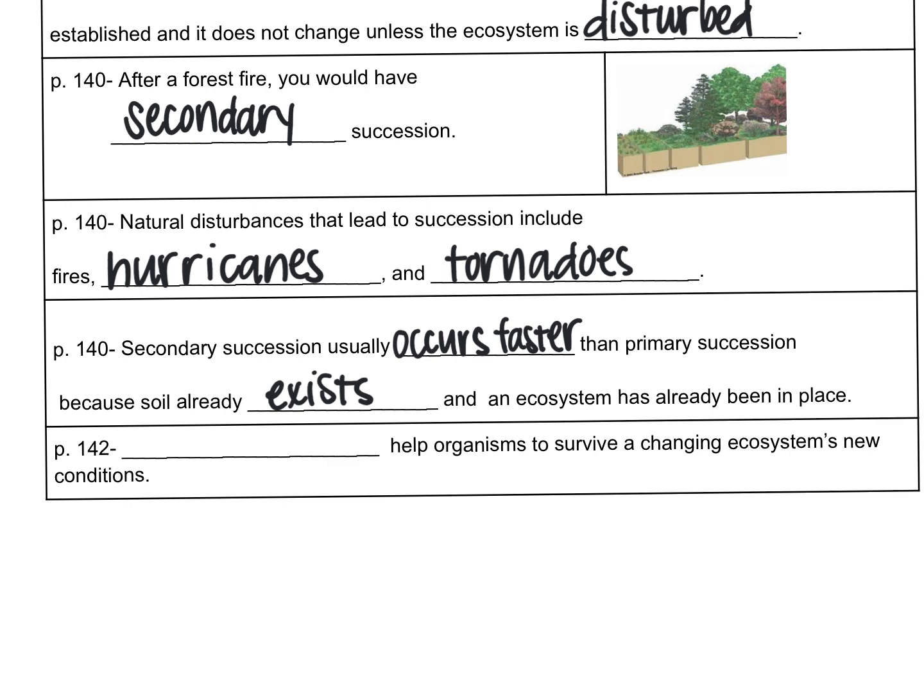And then adaptations help organisms survive a changing ecosystem's new conditions. Okay, so maybe if this ecosystem is consistently changing, if you are going through secondary succession, then certain adaptations in organisms might help them live more successfully. It might be that certain organisms haven't adapted well, so they're going to die out.